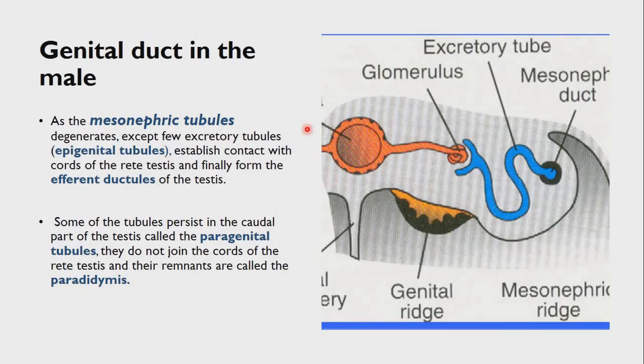Now look here, just to remind you, this is the mesonephric duct, and these are the mesonephric tubules. In the development of genital duct in the male, the mesonephric tubules will degenerate, with exception of a few excretory tubules, and these excretory tubules are called epigenital tubules, and these will establish contact with the cords of the rete testis, and finally they form efferent ductlets of the testis. Some of the tubules persist in the caudal part of the testis, and they will be called paragenital tubules. These paragenital tubules, not like the epigenital tubules, do not join the cords of the rete testis, and their remnants are called the paradidymis.